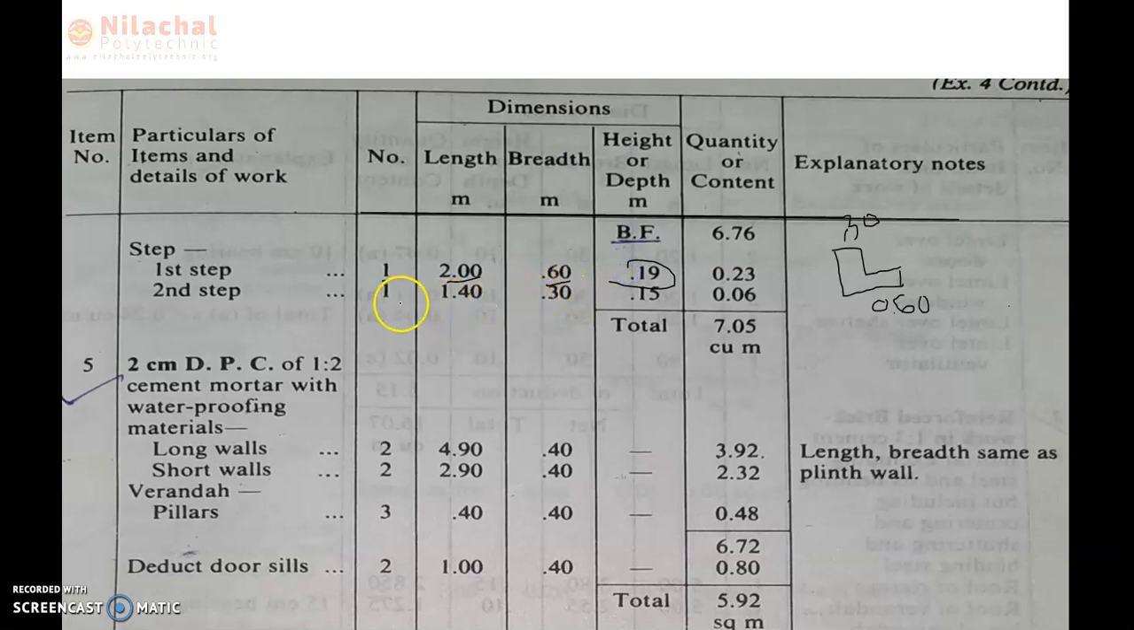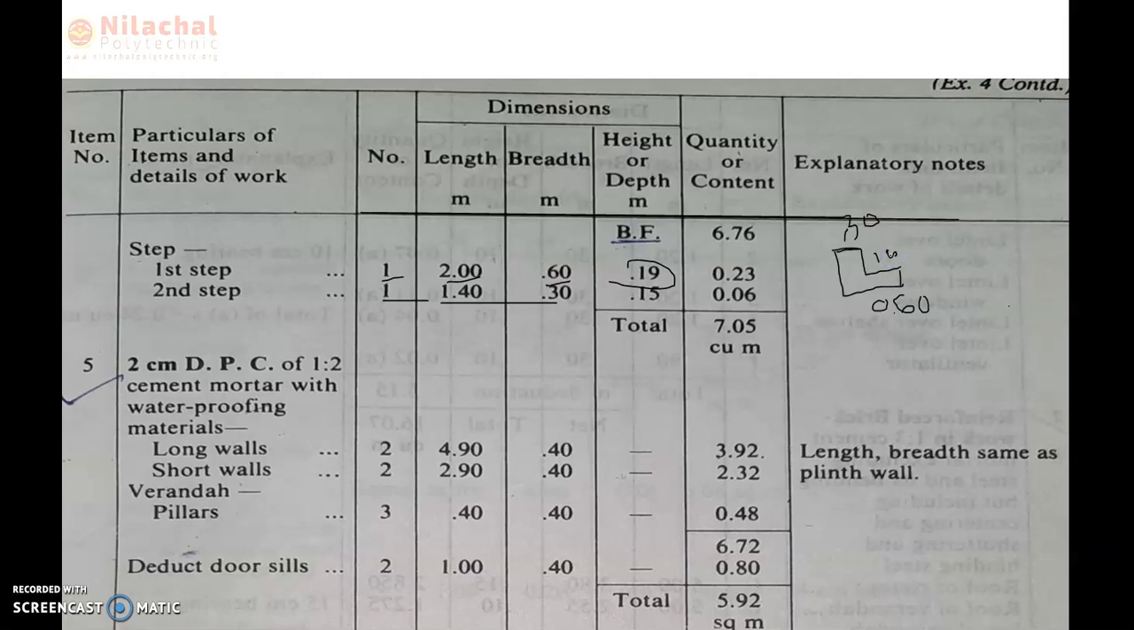But for the second step, one number, the length is clearly indicated 1.40 and breadth is 30 centimeter because only one riser, one tread we consider. So the second step height is how much? Riser height is 15 centimeter. Okay, so riser is 0.15 meter. Then we need to calculate the quantity.